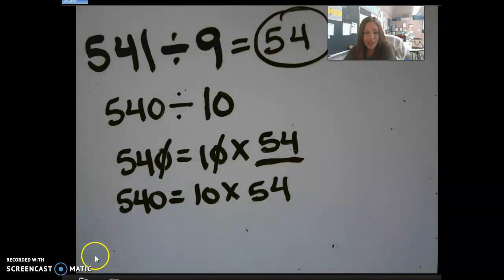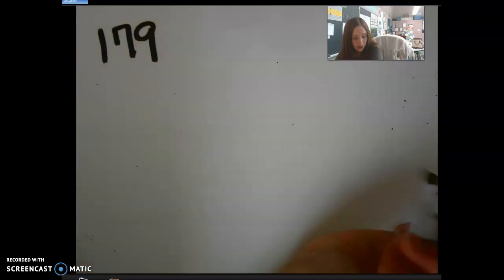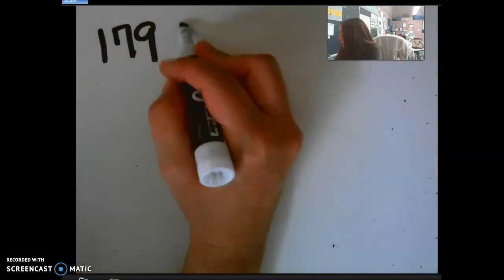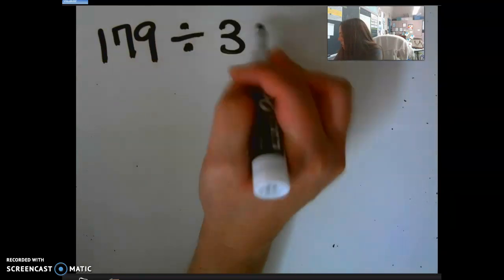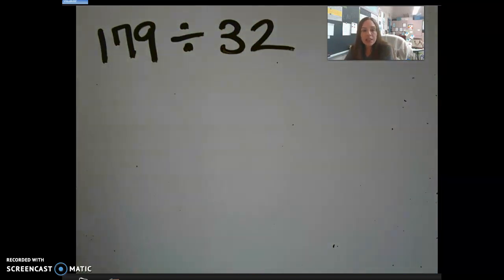Take a moment to write this practice problem down. Now let's look at 179 divided by 32. I want you to take a moment, pause the video, and see if you can estimate these two numbers in order to solve an easy division problem.